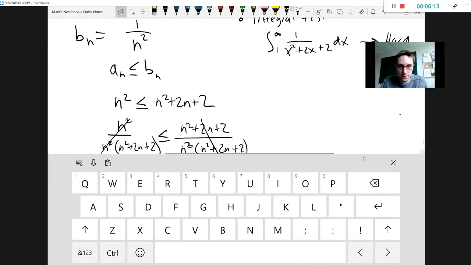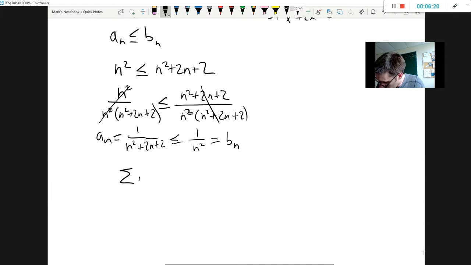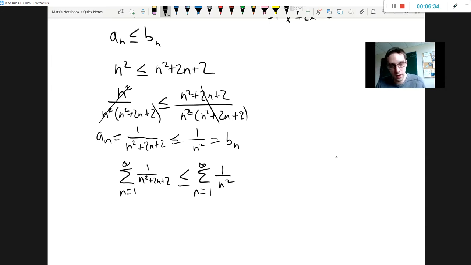And so based on what we've just shown, we should be able to say that the sum of 1 over n squared plus 2n plus 2, which is the green area, must be less than the other area, which is the blue one. And the reason this is a nice result is because we actually know something about the series on the right. We've studied that one a couple of times now. That's what was called the Basel problem, and we know that that actually converges. And in this case, we actually know what it converges to. It converges to pi squared over 6.